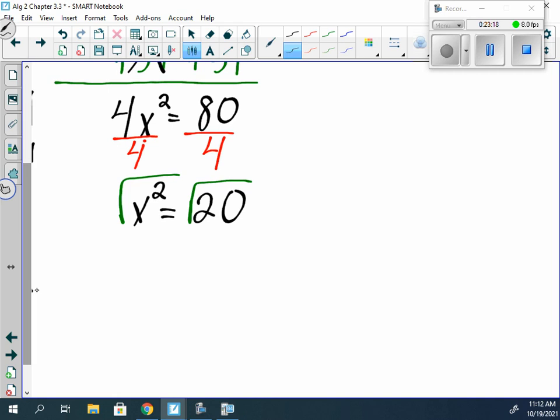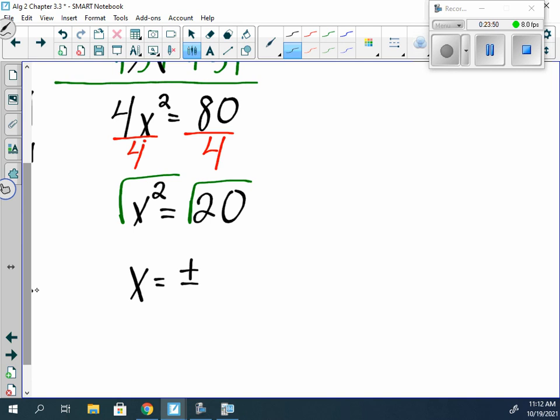Now, what is the square root of x squared? x equals. Anytime we take the square root of both sides, we have to add the plus or minus, because we're trying to find the value of x. Because if that value is positive, well, a positive times a positive is positive. A negative times a negative is positive. So whatever this number is, it could be positive or negative. Now we have to take the square root of 20.